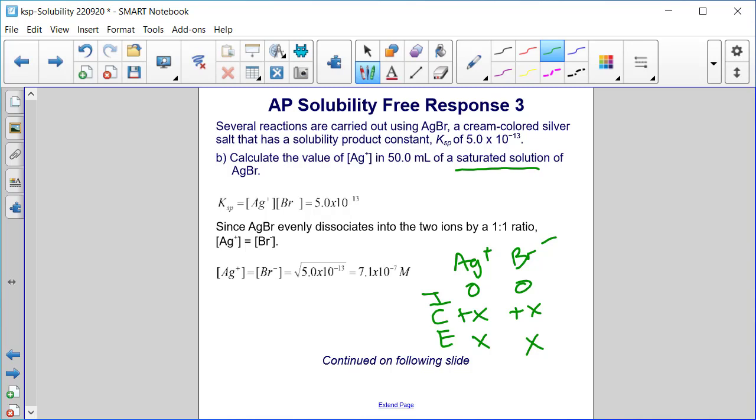And so we can solve for X. We can set our Ksp equal to, if both of these concentrations are X, it would be X squared, which means that X is the square root of Ksp. And remember that X is both our silver ion concentration and our bromide ion concentration. Here we just need the silver ion concentration, but it is 7.1 times 10 to the minus 7 molar.